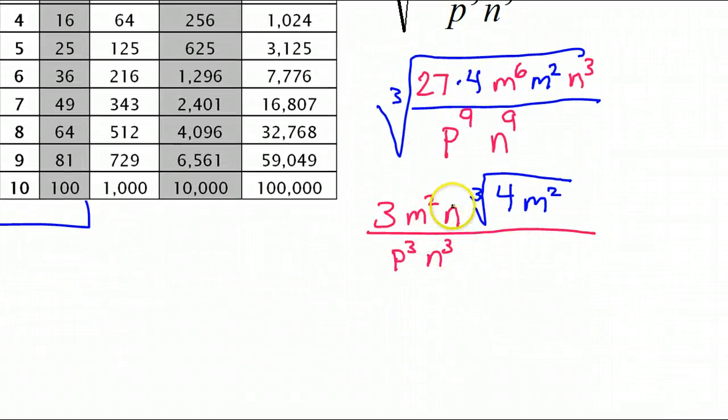Normally I'd be done right now, but notice I still have n's in the top and the bottom. So I got to deal with that. This n is going to cancel out one of these n's. So this will wind up being n squared. So the final answer will be 3m squared.